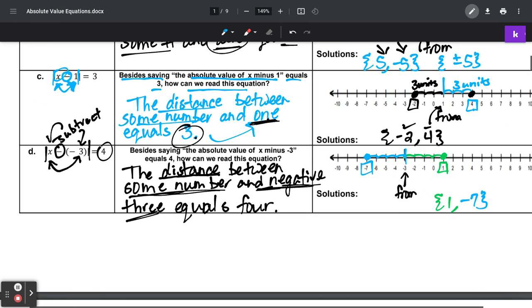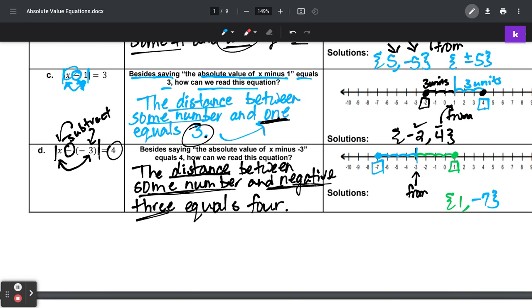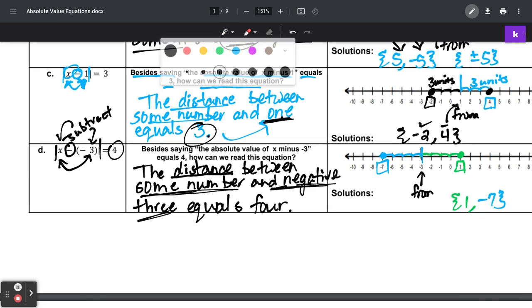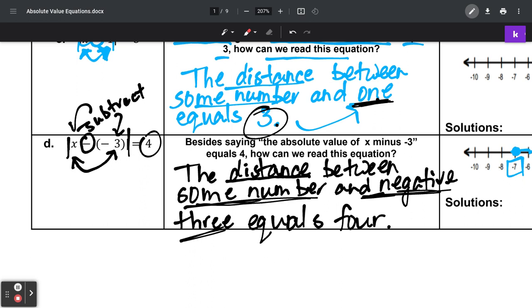Now let me show you something, guys. Please, please, please pay attention. I wrote D like this to help you realize that minus a negative, if you do minus a negative, it's the same as a plus. You will never see an absolute value equation or inequality, we're going to get into those later, written with minus a negative. It will just be written as a plus.